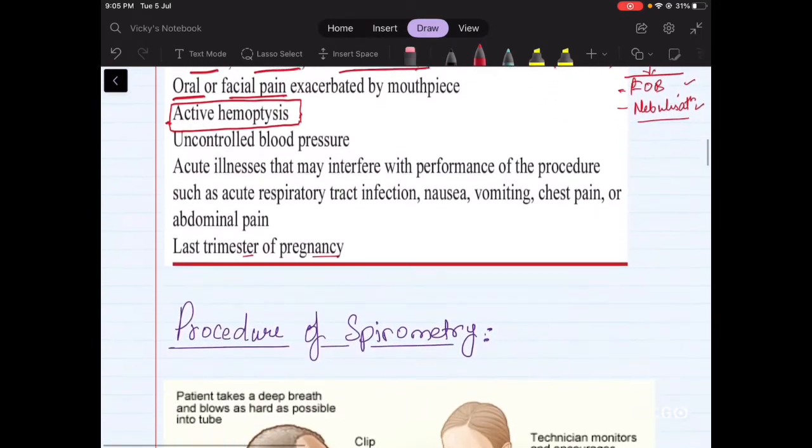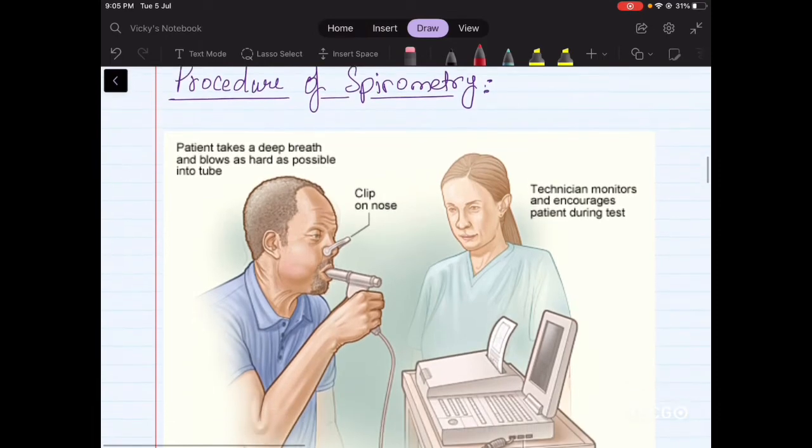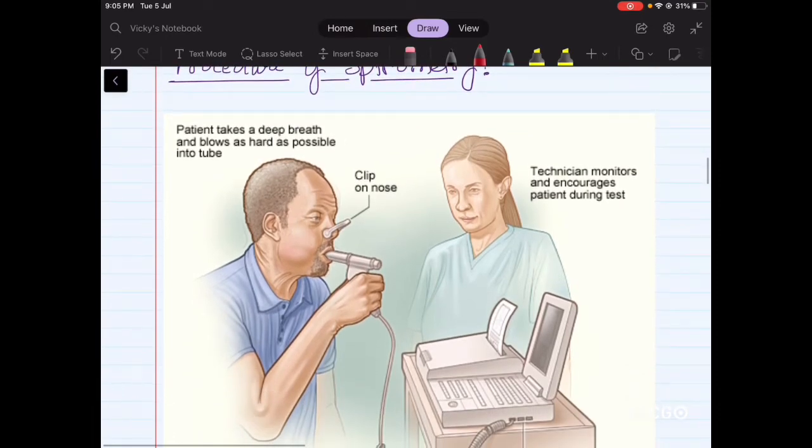Then coming to the procedure of spirometry. What happens here is that we ask the patient to inhale deeply, then we close his nose with a clip, then we tell the patient to exhale forcefully into the mouthpiece. Then after a forceful expiration for at least 6 seconds, we tell the patient to again inhale through the mouthpiece.